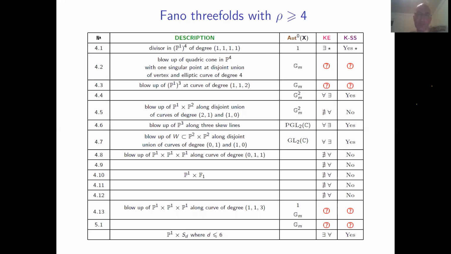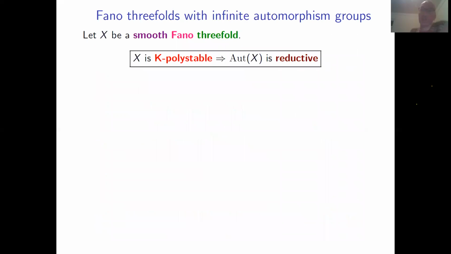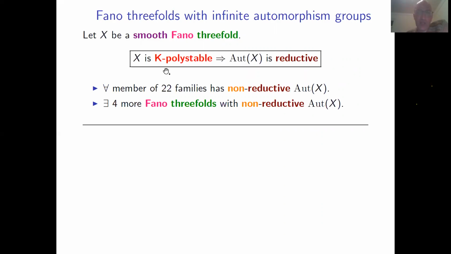Okay, so the methods. Let's just take the first method, which I already mentioned. If you have a smooth Fano threefold that is K-polystable, then its automorphism group is reductive. Two years ago, I and two friends, Kostya Shramov and Victor Przyjalkowski from Moscow, classified all smooth Fano threefolds with infinite automorphism group, and we described the connected components of the automorphism group. In particular, this classification implies that 22 families have non-reductive automorphism group, and there are 4 special Fano threefolds such that a generic element of the family has a reductive automorphism group, but there are 4 explicit members with non-reductive automorphism group. So this immediately gives something.